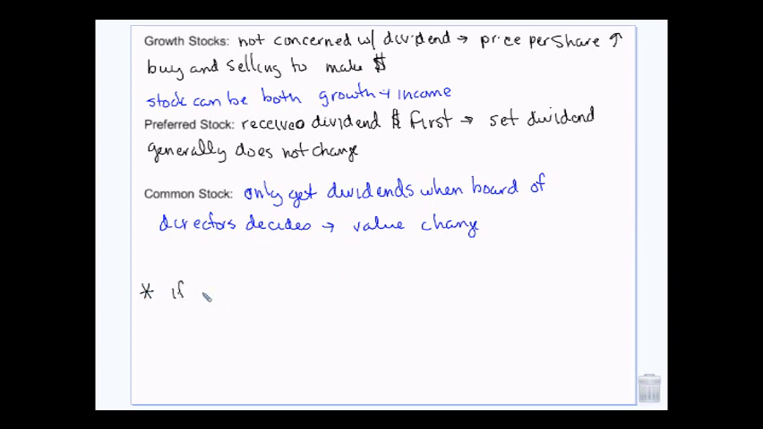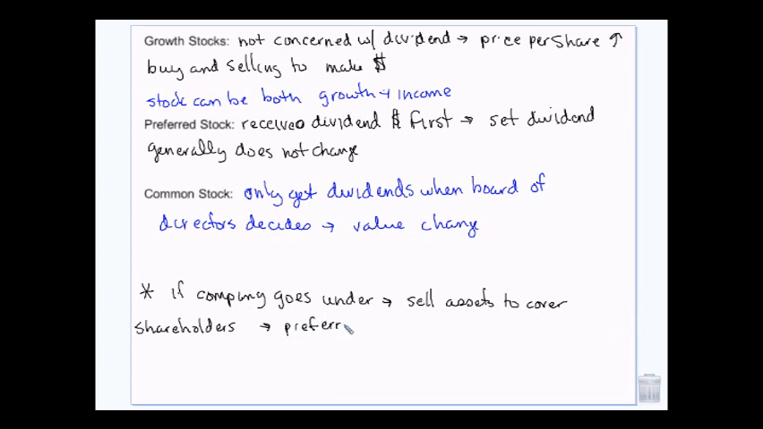Okay, and then you have this kind of little thing here, though. If the company goes under, and they sell their assets to cover the money to give to shareholders, preferred stockholders get it first. If there's any left over, it would go to the common stockholders.